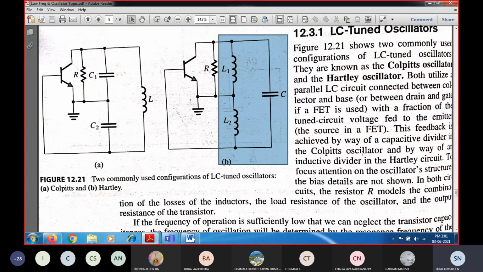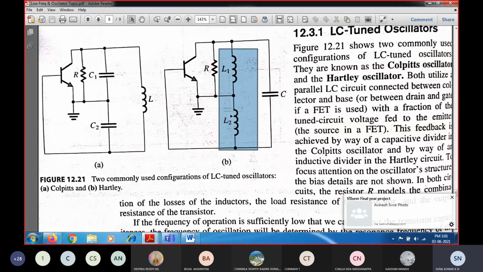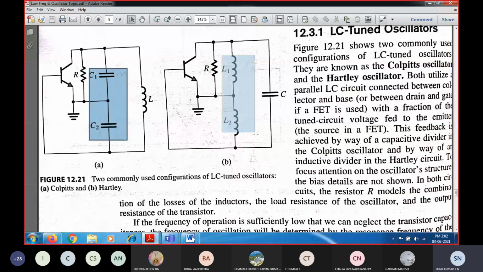So this feedback is achieved by the capacitor divider in the case of the Colpitts oscillator, and the inductor divider in the case of the Hartley oscillator. This is nothing but the feedback voltage that is going to be applied to the transistor. So, capacitor divider in the case of Colpitts, and inductor divider in the case of Hartley oscillator.